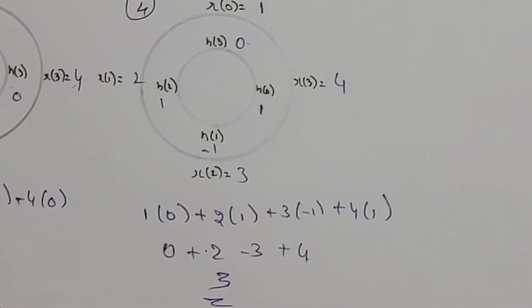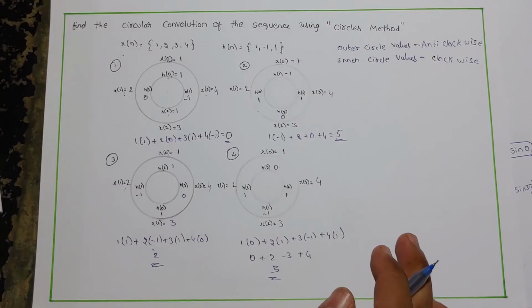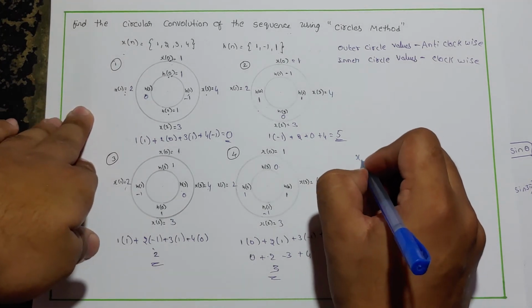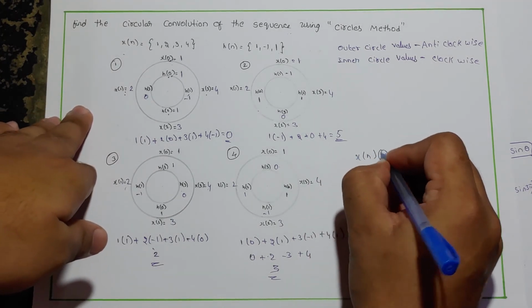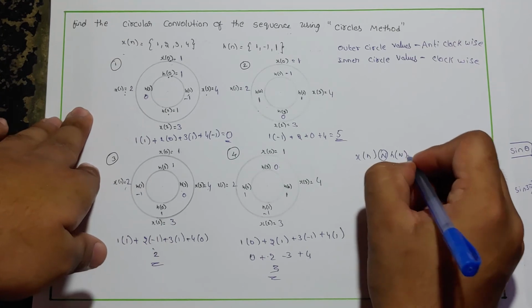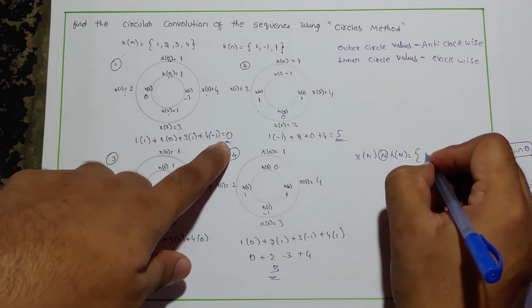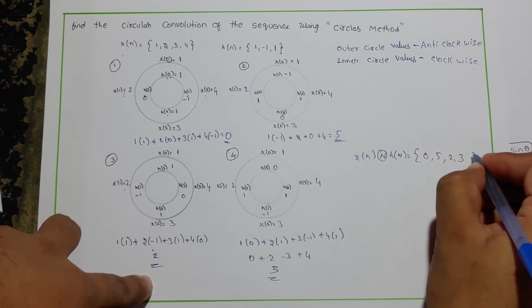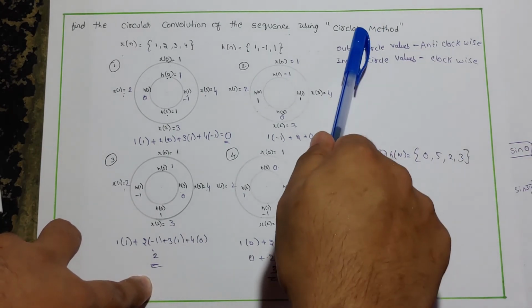Sorry for the inconvenience. Finally, we came to a result that x of n convolution with h of n is equal to 0, 5, 2 and 3 in the circles method.